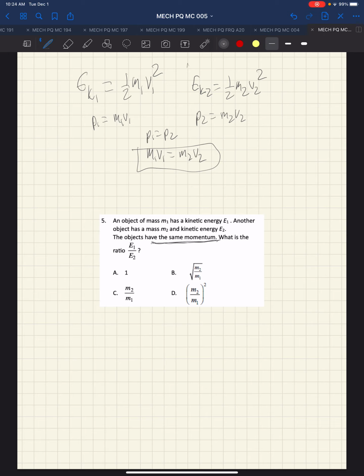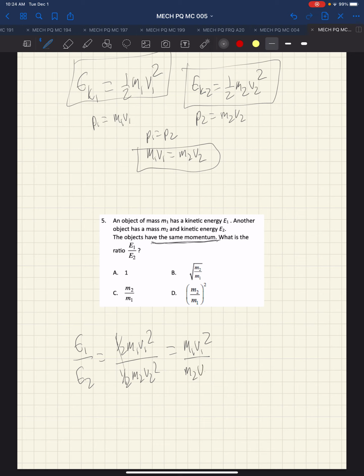So these are the relationships we're starting with. I haven't even read the question yet. What is the ratio of E1 to E2? Well, E1 to E2 is 1/2 M1 V1 squared over 1/2 M2 V2 squared. The 1/2s cancel and we're left with M1 V1 squared over M2 V2 squared.